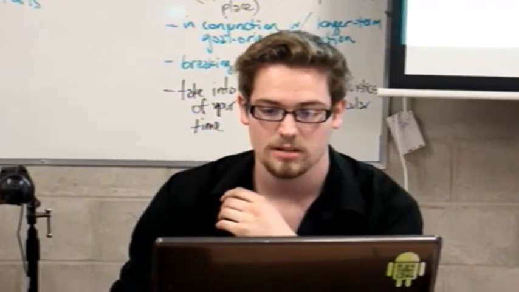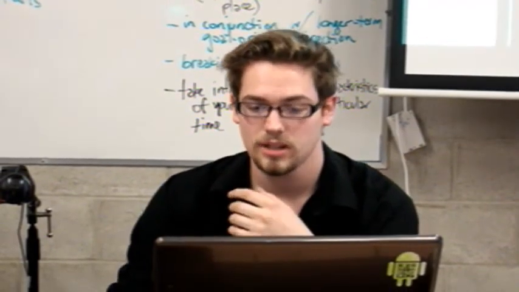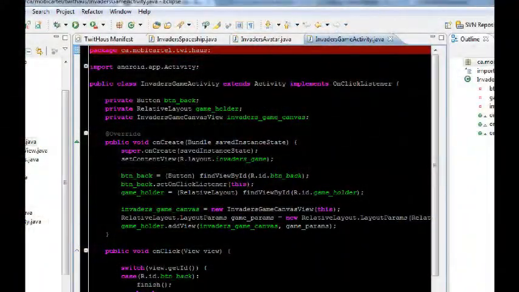So let's see here. Invaders game activity, obviously we extend the activity class, and this is a very, very small activity, all right? That's because none of the drawing is actually done here. We save all that for our canvas class. You can see here I initialize the back button so you can exit the game. I initialize the game holder, remember that relative layout from the XML file? That's our holder for the game.